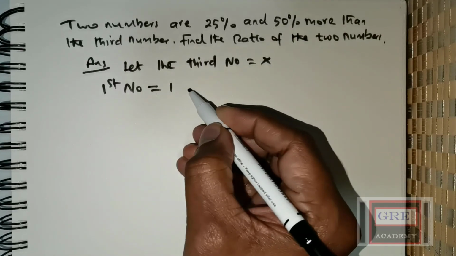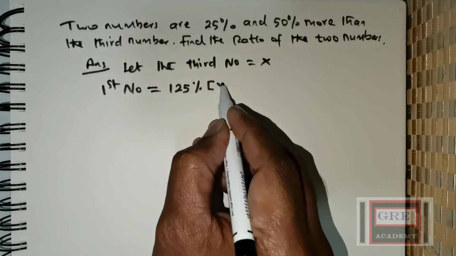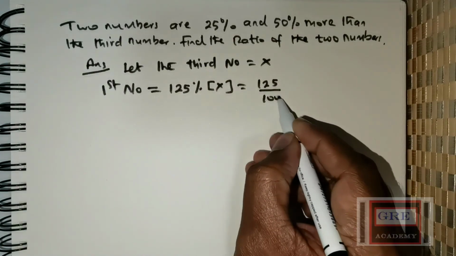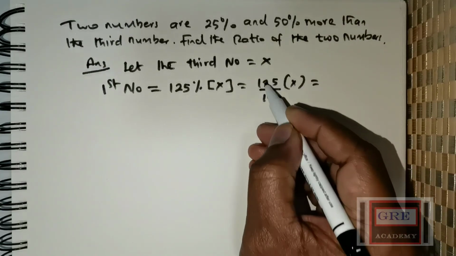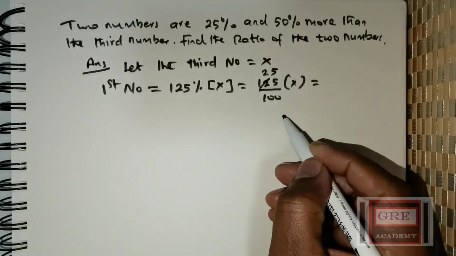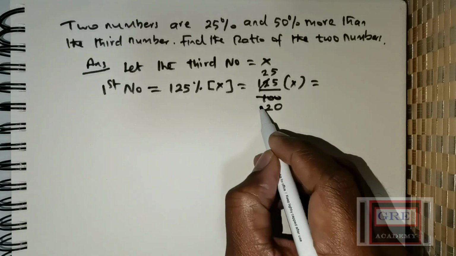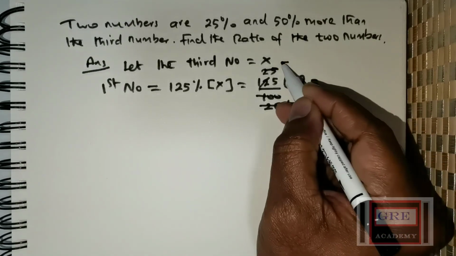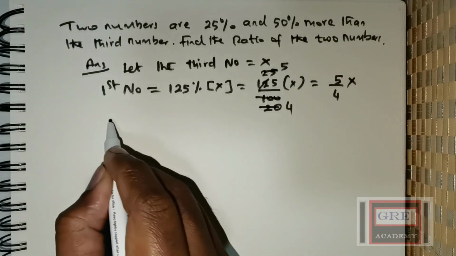So the first number will be 25% more than the third number. So that is going to be 125% of x, which is nothing but 125 divided by 100 of x. If I were to use 5, 5 divides 125 25 times, so it's going to be 25 there, and 5 divides 100 20 times. I can further use 5 to reduce it by 4 and by 5. So this is going to be 5 over 4 of x. This is the first number.